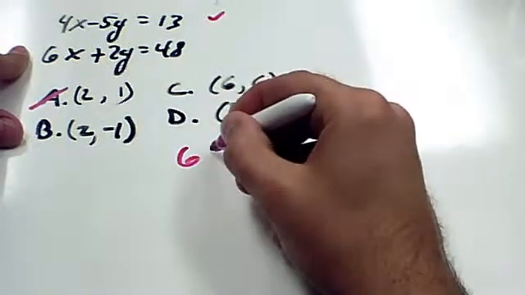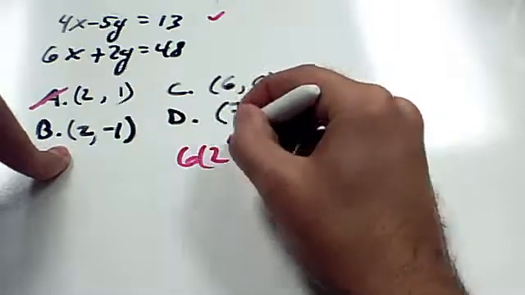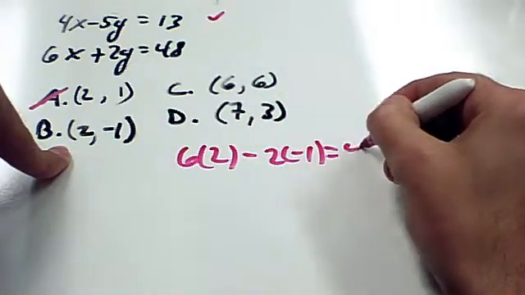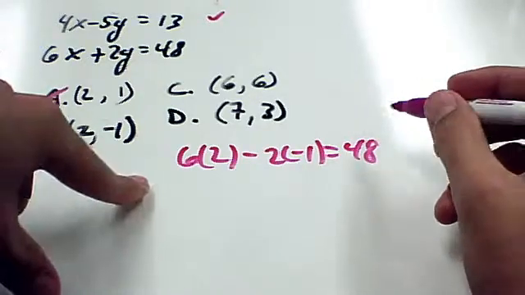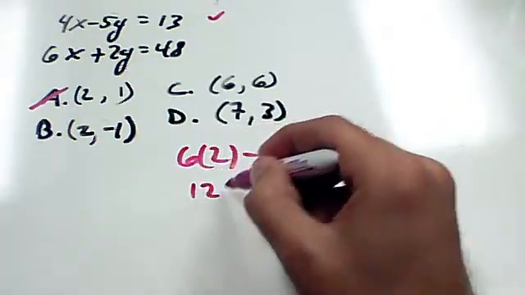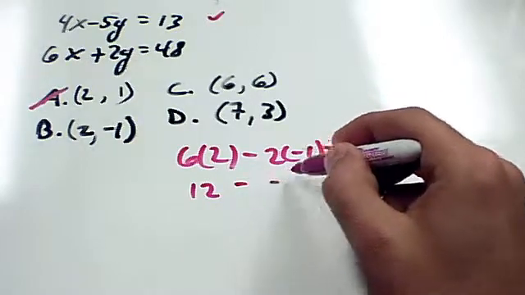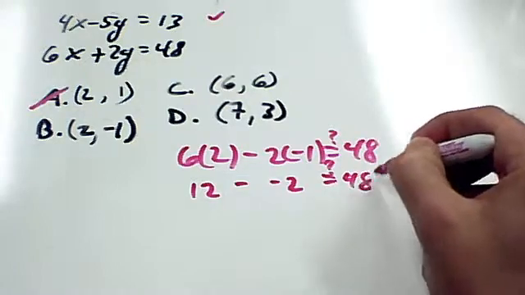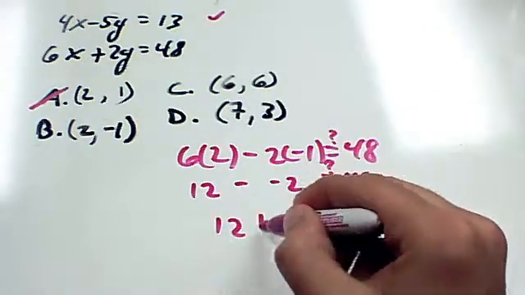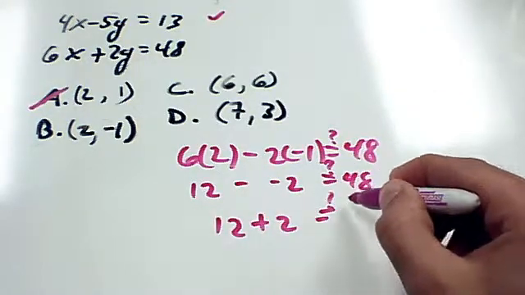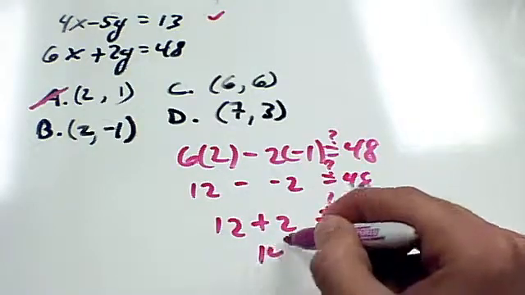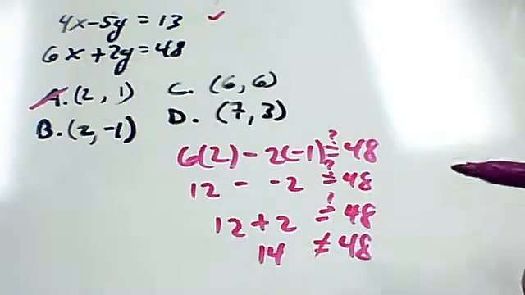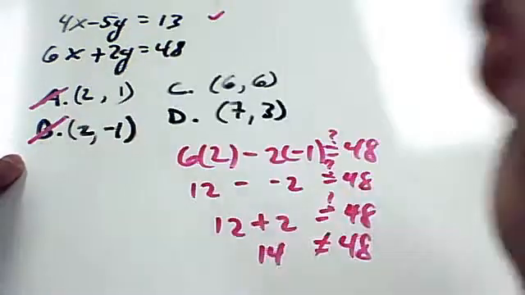So 6 times 2, I'm taking the same points, minus 2 times the negative 1 is equal to 48. Okay, well, let's see here. That's going to be 12 minus 2 times negative 1, which is a negative 2. Does that equal 48? That's the question. Well, that would mean 12 plus 2. Does that equal 48? And you can clearly see that's going to be 14 equals 48, and that is not true. So B is not a correct answer.